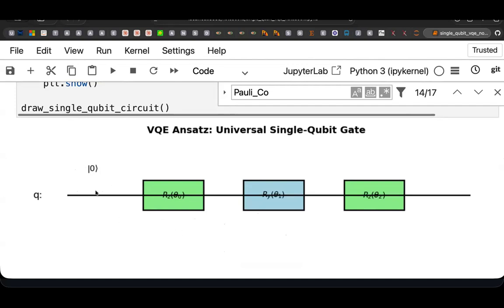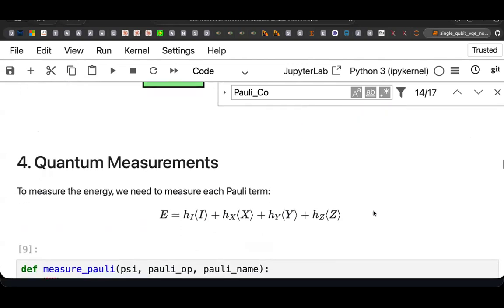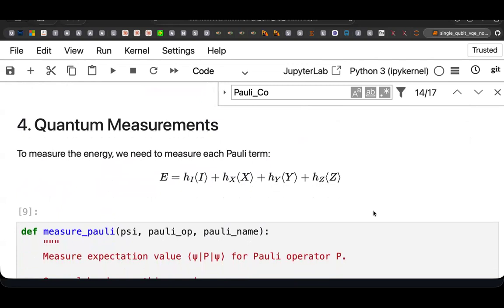But the way you would write the circuit would be something like this. So you initialize with state 0. You have a rotation around the z-axis, y-axis, and again a rotation along the z-axis. Then we are going to make a measurement because now we have this specific state and we want to calculate these expectation values. So we actually have to make a measurement for each Pauli term. So each Pauli term here represents a specific circuit where we make a measurement on each of these, and then we collect each of these to find the final eigenvalue.